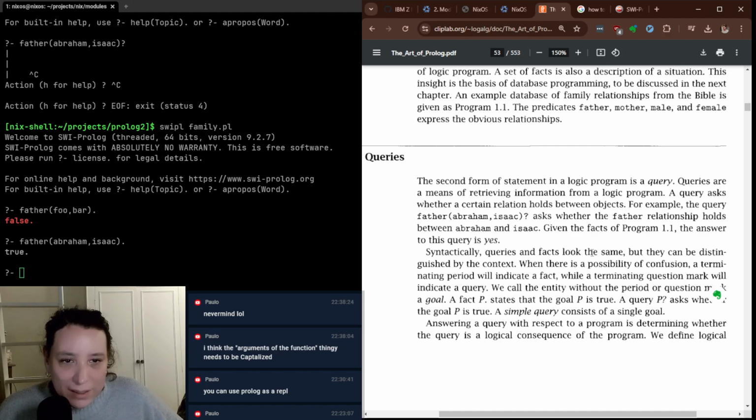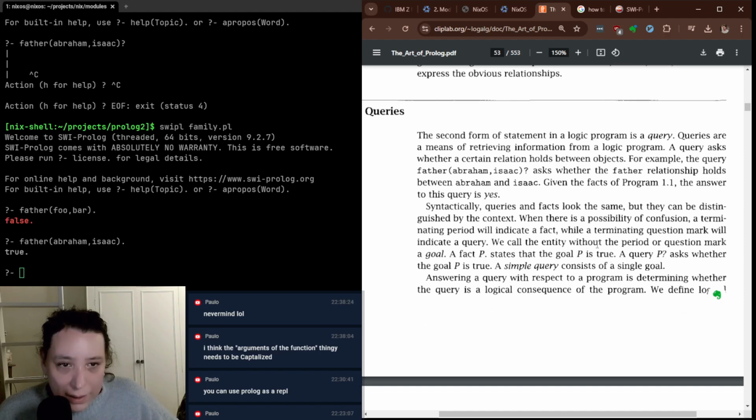Syntactically, queries and facts look the same, but they can be distinguished by the context. No, they don't look the same, because look, you got a question mark here. I don't understand. These guys aren't making sense now. When there is a possibility of confusion, a terminating period will indicate a fact, while the terminating question mark will indicate a query.